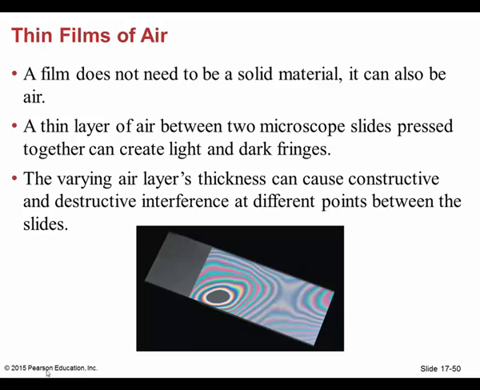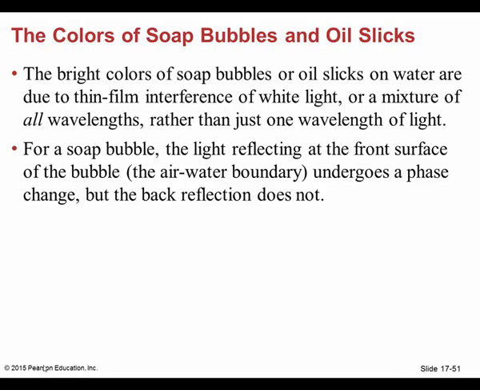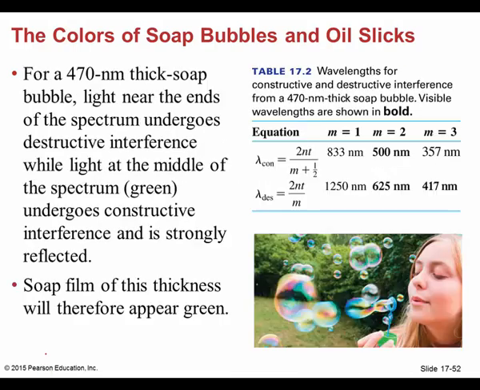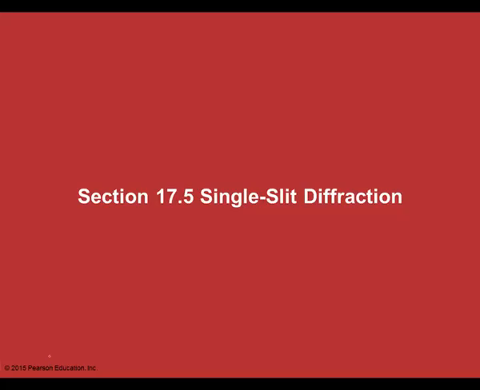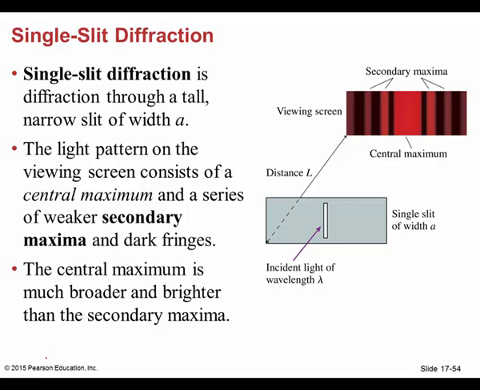Again, notice how, if you sandwich air in between two pieces of glass, it produces bright and dark line fringes because of the interference. It's the same reason why bubbles produce certain colors. Why? Well, if you use the equations, you can see why and see what color you will get. All right, single slit diffraction.